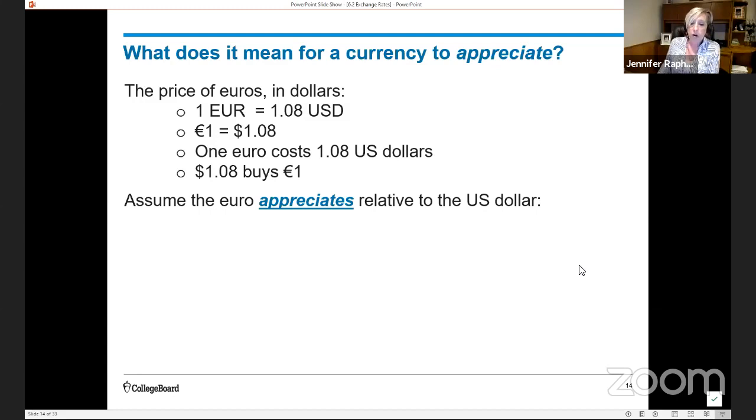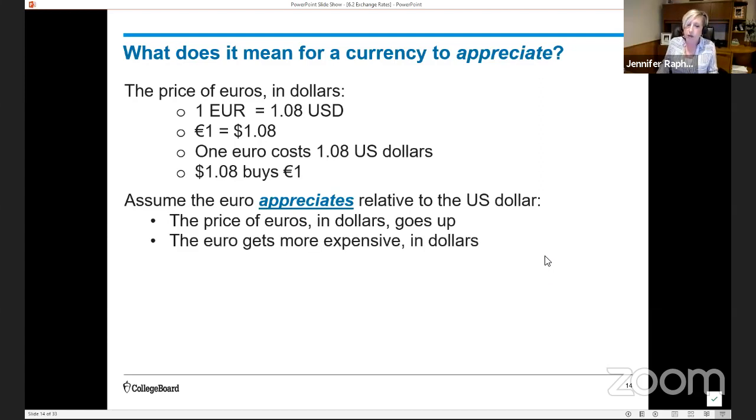So if the euro appreciates relative to the dollar, let's think conceptually what that means first, and then we can try to come up with some numbers that'll make that make sense. So first of all, when a currency appreciates, it means the price of it goes up. The price of euros in dollars is going to be higher.